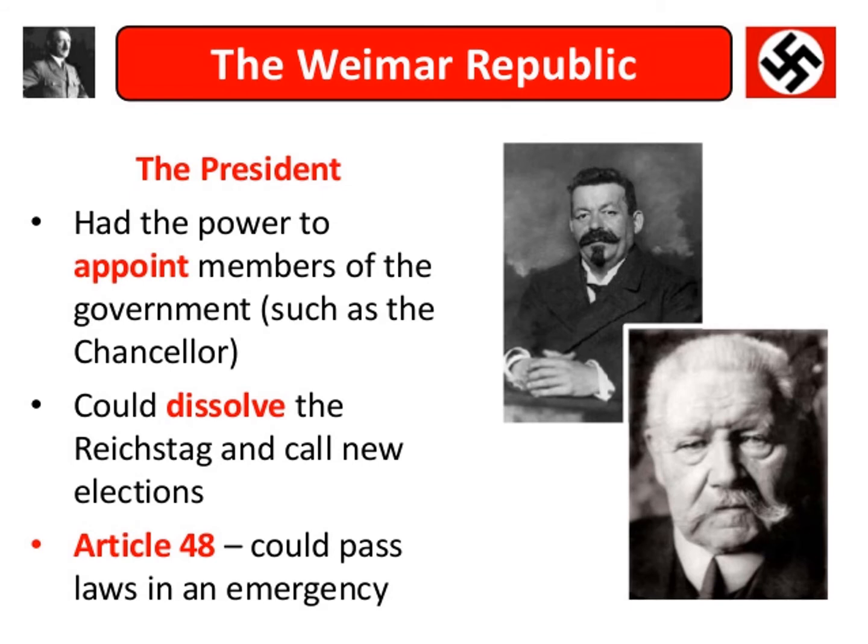Now this is going to become really important later on when we're thinking about how Hitler and the Nazis were able to take power. Those two things, the proportional representation and Article 48, the president's power, are going to be really important.